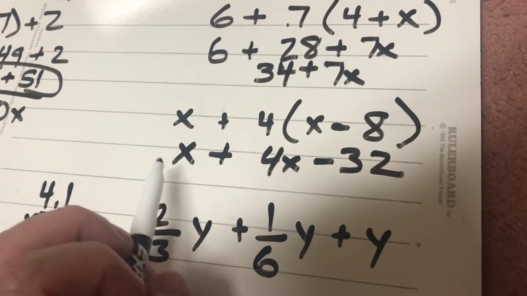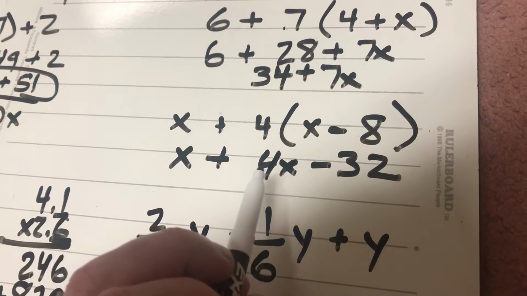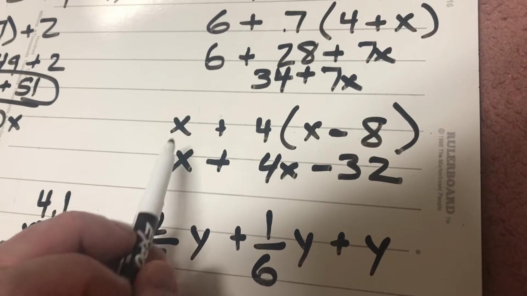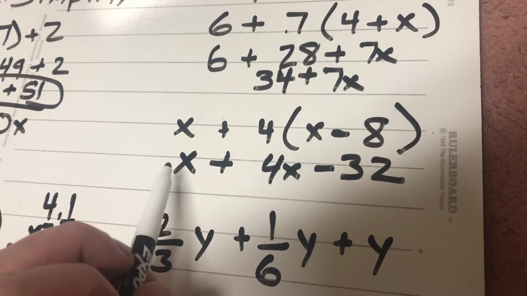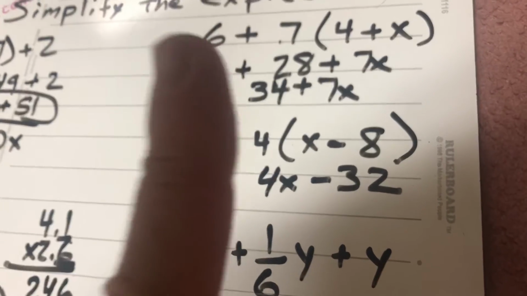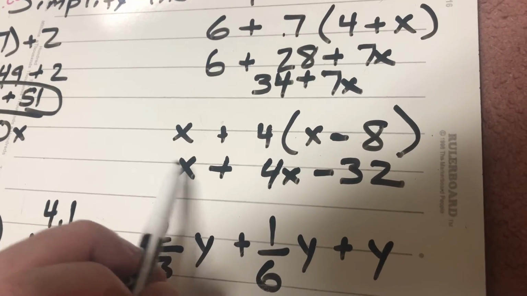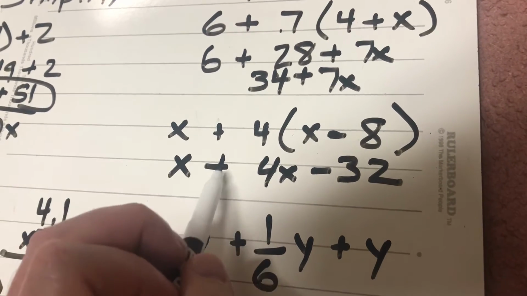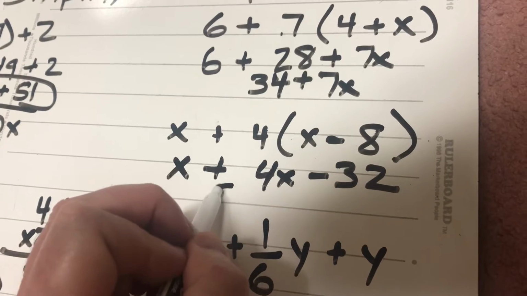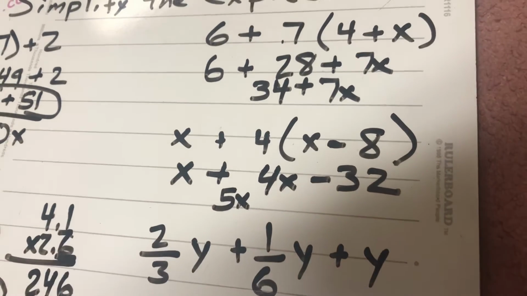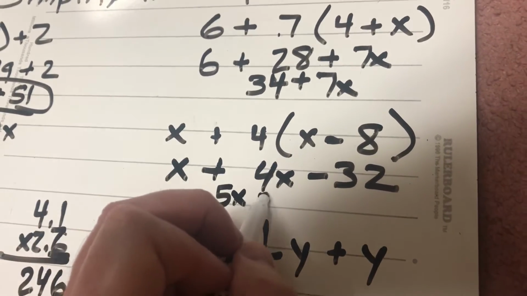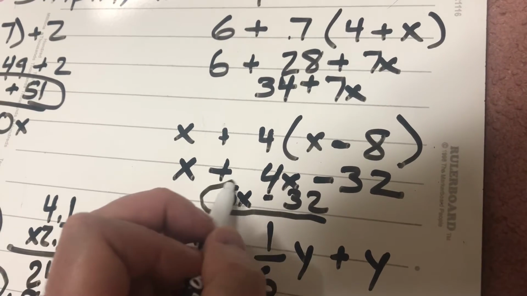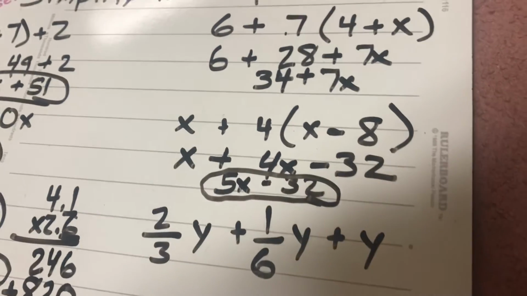Now, here's a different situation because I can combine an x and a 4x. Remember what we talked about in a previous lesson. If there's no number in front of the variable, you'll remember that that means that the number 1 is there because 1 times x equals x. So really in this situation, it's a 1x plus a 4x, which makes 5x. 5x minus 32. And that's my simplified answer.